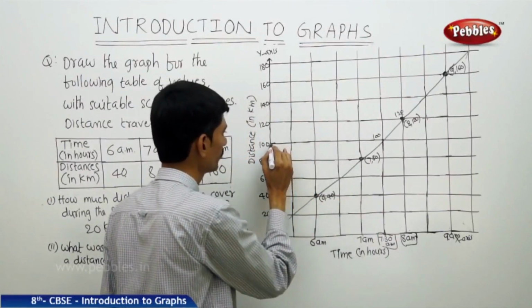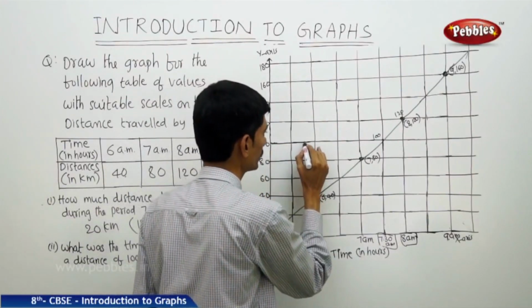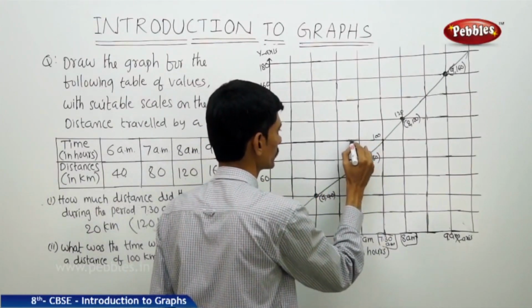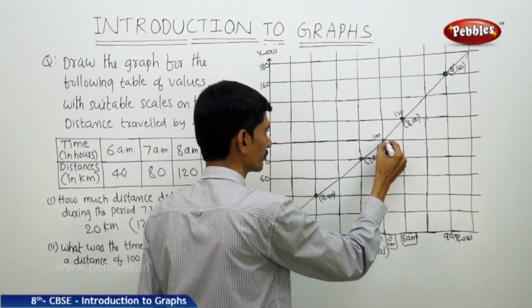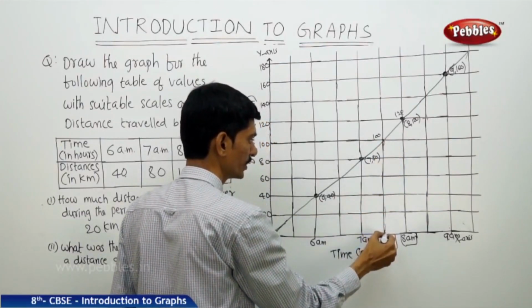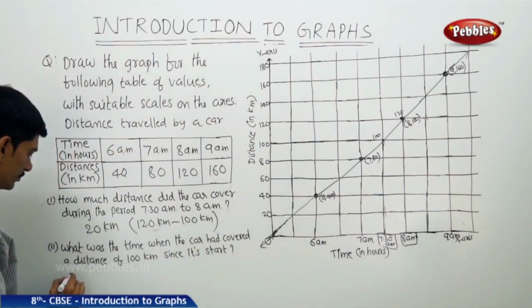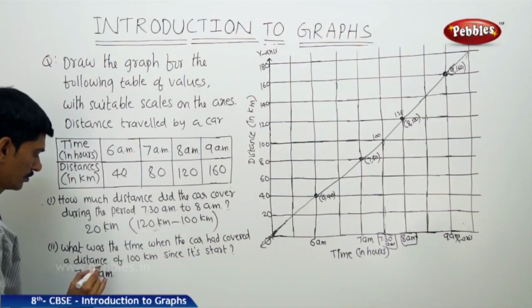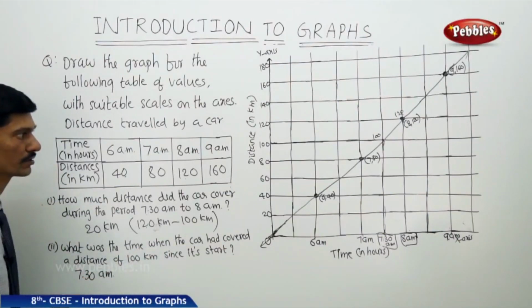So from 100 kilometers on the vertical line, draw a horizontal line. It intersects the given graph at this point. From this point, draw the vertical line. So it represents 7:30 a.m. So at 7:30 a.m., the total distance covered by the car is 100 kilometers.